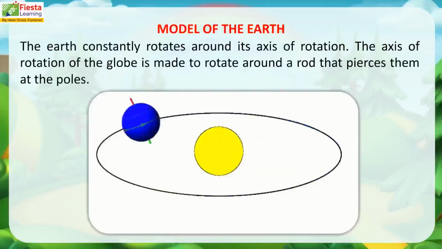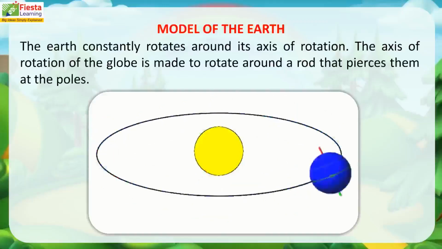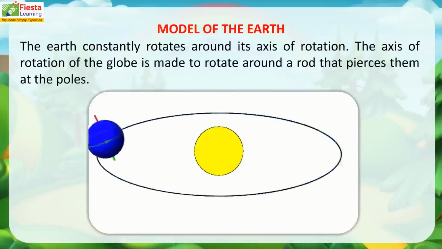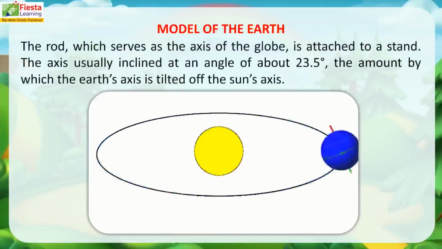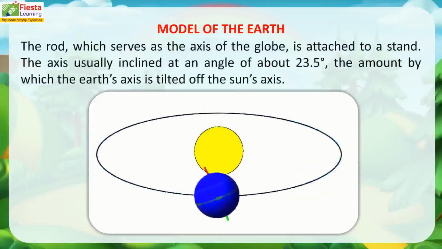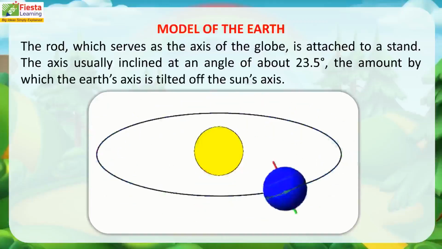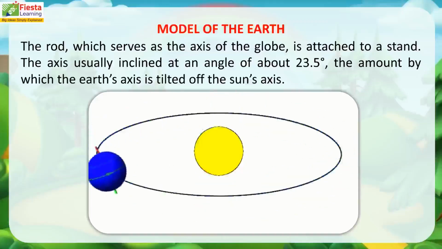The Earth constantly rotates around its axis of rotation. The axis of rotation of the globe is made to rotate around a rod that pierces it at the poles. The rod, which serves as the axis of the globe, is attached to a stand. The axis is usually inclined at an angle of about 23.5 degrees. This is the amount by which the Earth's axis is tilted.